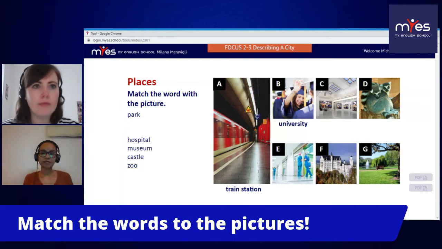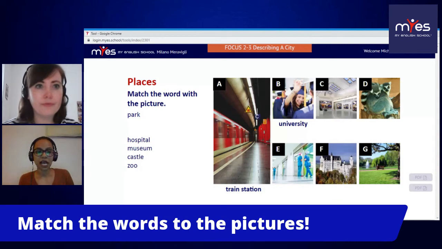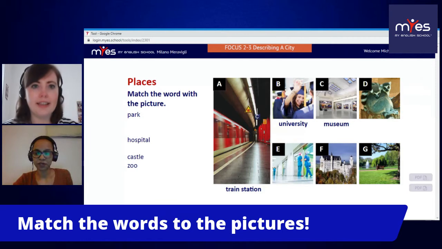So where do we find paintings? Multiple paintings on walls? I would say it is a museum. Exactly. Museum.